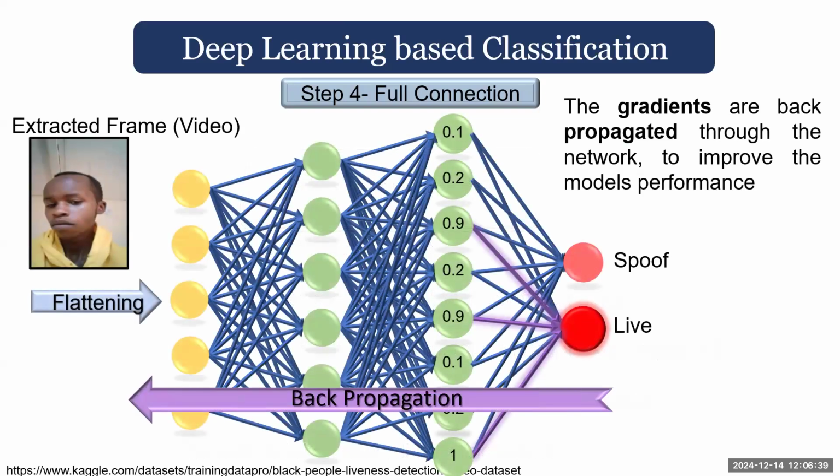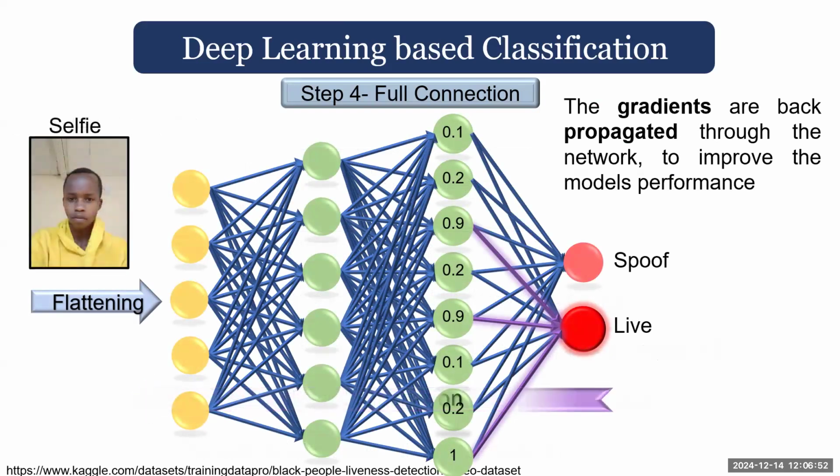Next, as I told you, you don't get the results in one cycle. What is done is gradients are calculated, and in the process of backpropagation, the weights are updated and the model performance is expected to improve. The same process is done for the selfie, and the same process is done for the video.